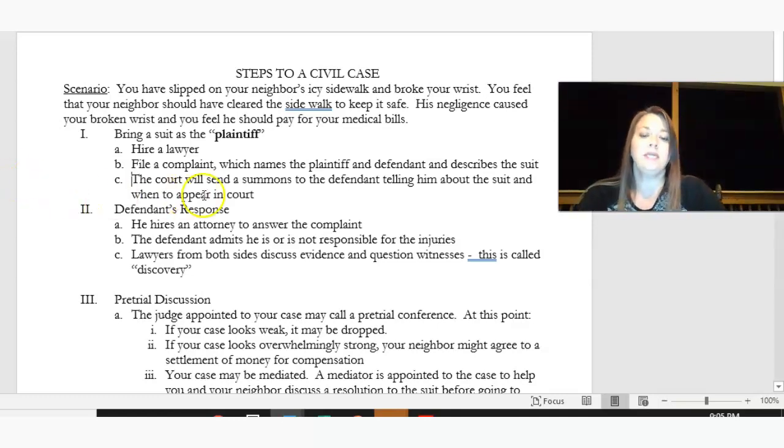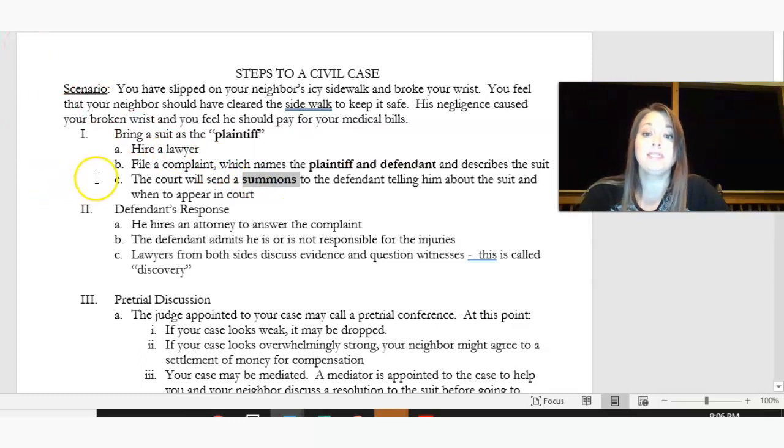And then the court will send a summons. I'm going to highlight these two again so you remember that these are the folks that are in the civil case. And then the court's going to send a summons to the defendant telling him about the suit and when to appear in court. The summons is not a request, it's a requirement. You got to get yourself to court. Then once the defendant gets that summons, probably they're going to hire an attorney. But again, do they have to? No, they don't have to, and it's not required that they have one.